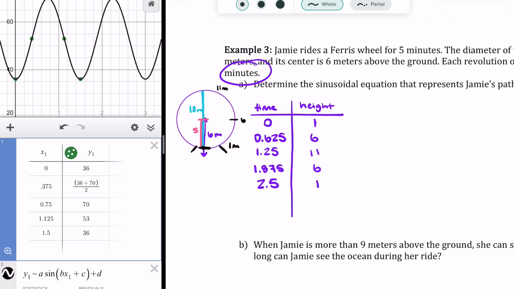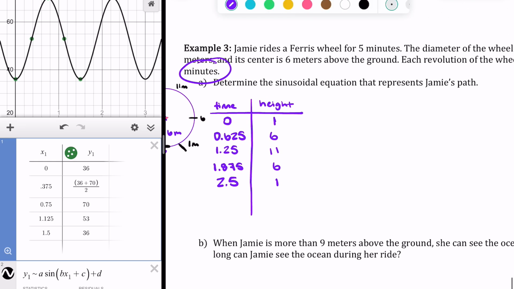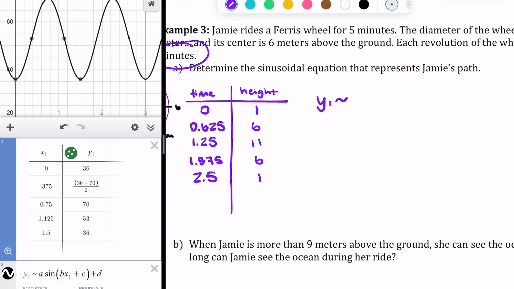All right, you know the drill. Plug that into Desmos, get that regression equation for my sinusoidal graph.